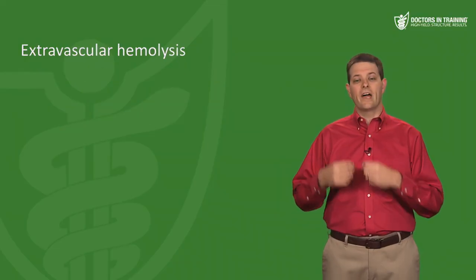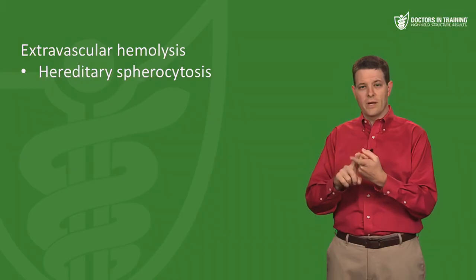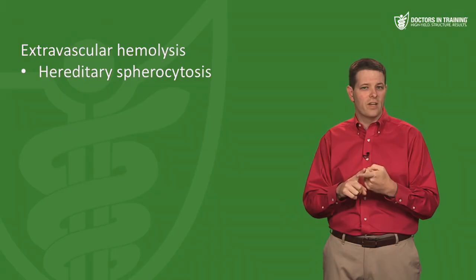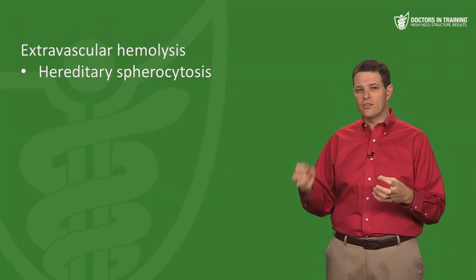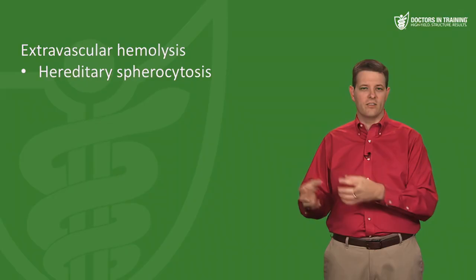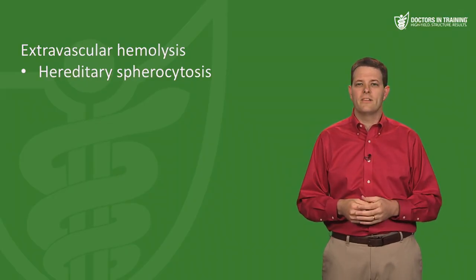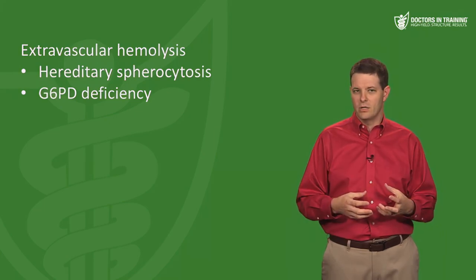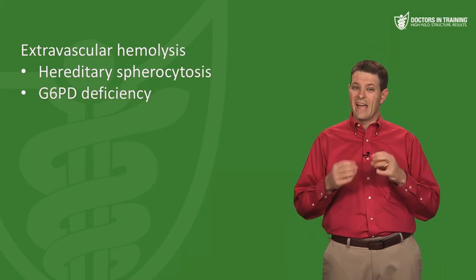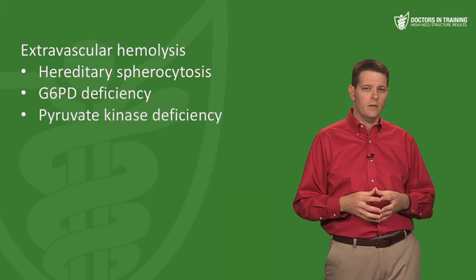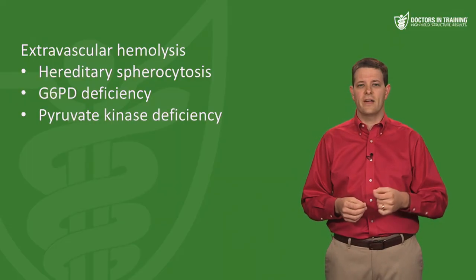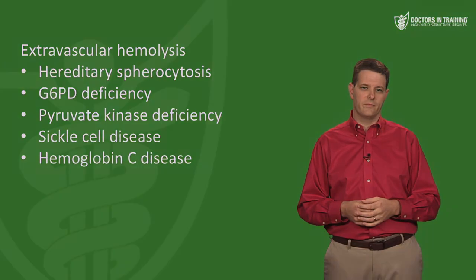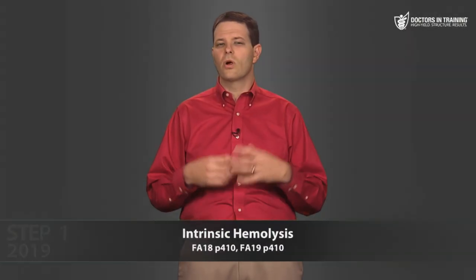And then what diseases cause extravascular hemolysis? Well, there's hereditary spherocytosis. In that case, the spleen is going to recognize these abnormal, dysfunctional cells. Those cells are going to get pulled out of circulation and then destroyed by macrophages in the spleen. Extravascular hemolysis is also seen in G6PD deficiency, where the red cells are sensitive to oxidative damage. That's actually going to cause both extravascular and intravascular hemolysis. Pyruvate kinase deficiency causes extravascular hemolysis, and so do sickle cell disease and hemoglobin C disease. So let's dive in and look at some of these more closely.